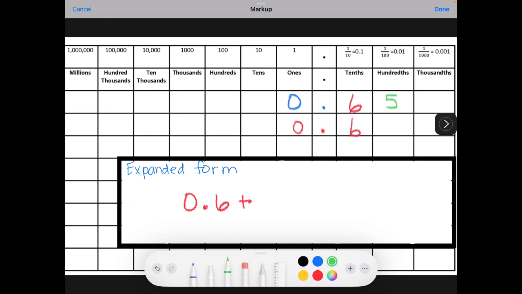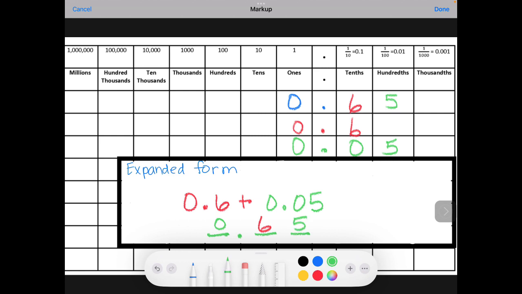If I were to write that by itself, I would have zeros holding the place of the ones and the tenths, and I have a 5 in the hundredths place. So that's how I would write that. So the expanded form of 65 hundredths is 6 tenths plus 5 hundredths. Again, I could check this by putting my place value marks there. I have no ones. I have a 6 in the tenths place, and I have my 5 in the hundredths place.